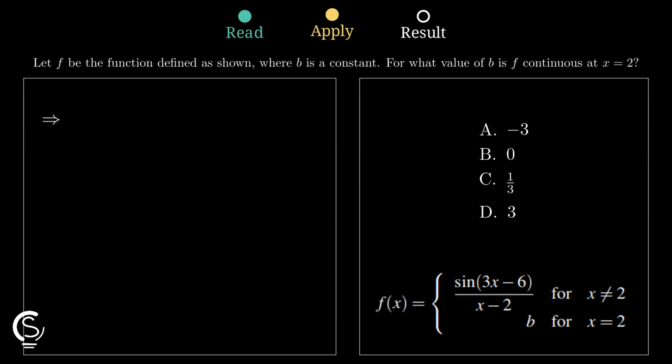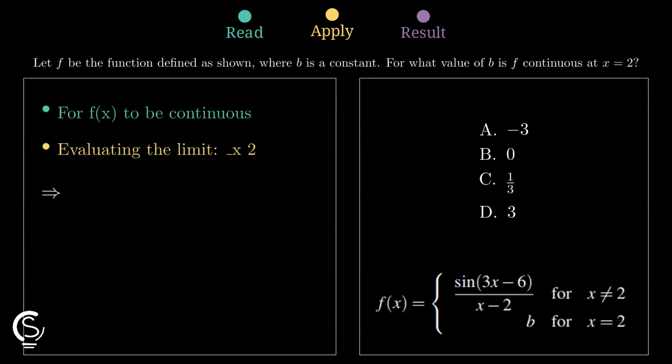We need to evaluate the limit of the expression 3 times the quantity x minus 2 divided by the natural log of x minus 1 as x gets closer to 2. Using L'Hopital's rule or substitution, the limit is 3. Thus, b must be 3 for continuity, making option D correct.